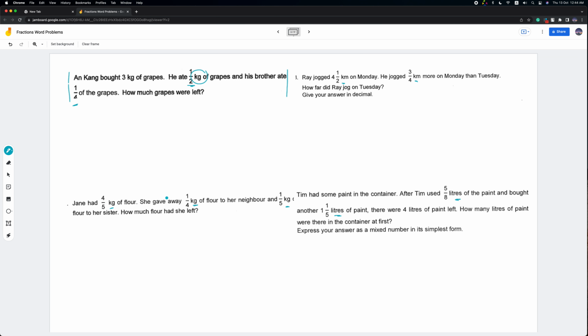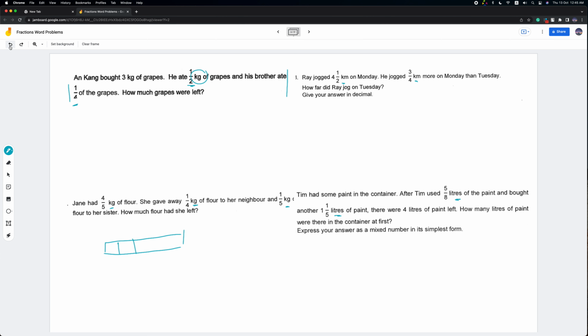Now, what you need to know and remember is that if the fractions come with units, those are the actual measurements. So we say this: Jane had 4/5 kg of flour. She has 4/5 kg of flour. It doesn't mean she has 4 out of 5 parts of flour, like she has 4 parts of flour only out of 5 possible parts. No, this is not what it means. What it means is she has 4/5 kg of flour.